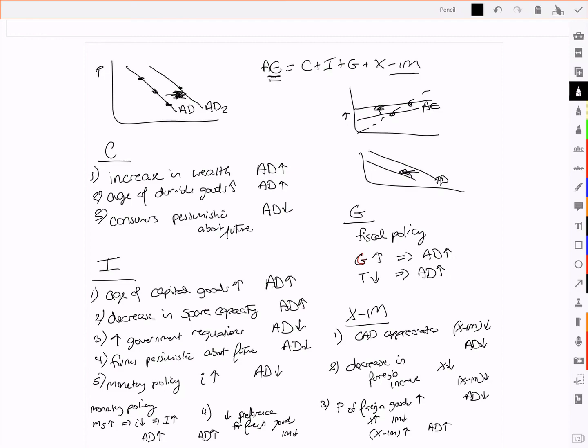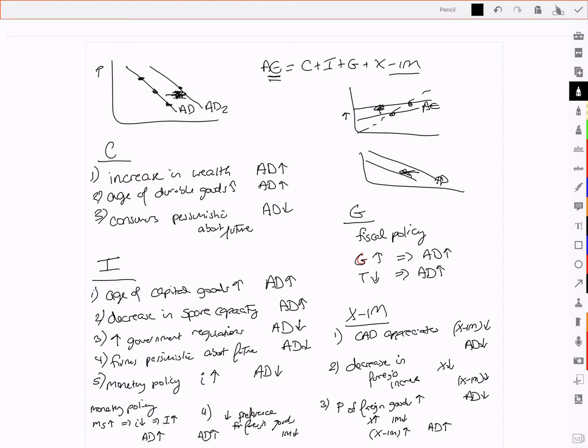So when we talk about what changes aggregate demand, there are lots of determinants of aggregate demand. An increase in wealth, a change in the age of durable goods, being more optimistic or pessimistic about the future from the perspective of the consumer, age of capital goods, change in spare capacity, change in government regulations, a firm being more optimistic or pessimistic about the future, changes in monetary policy, changing the money supply or the interest rates, changes in fiscal policy, changes in the value of the Canadian dollar, appreciating or depreciating, a change in foreign income, change in domestic or foreign goods compared to each other, and a change in preference for foreign goods. All of these will shift the aggregate demand curve.